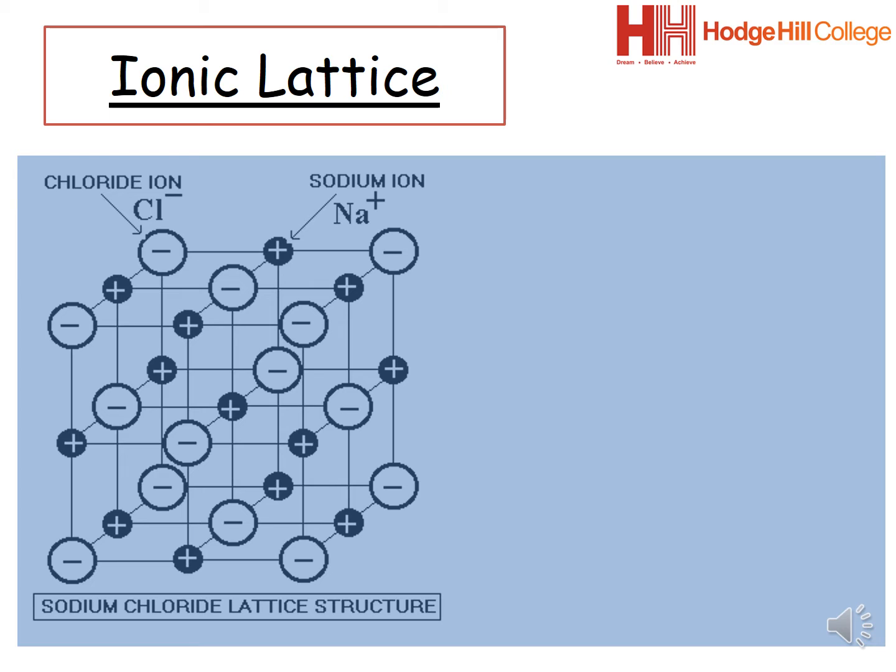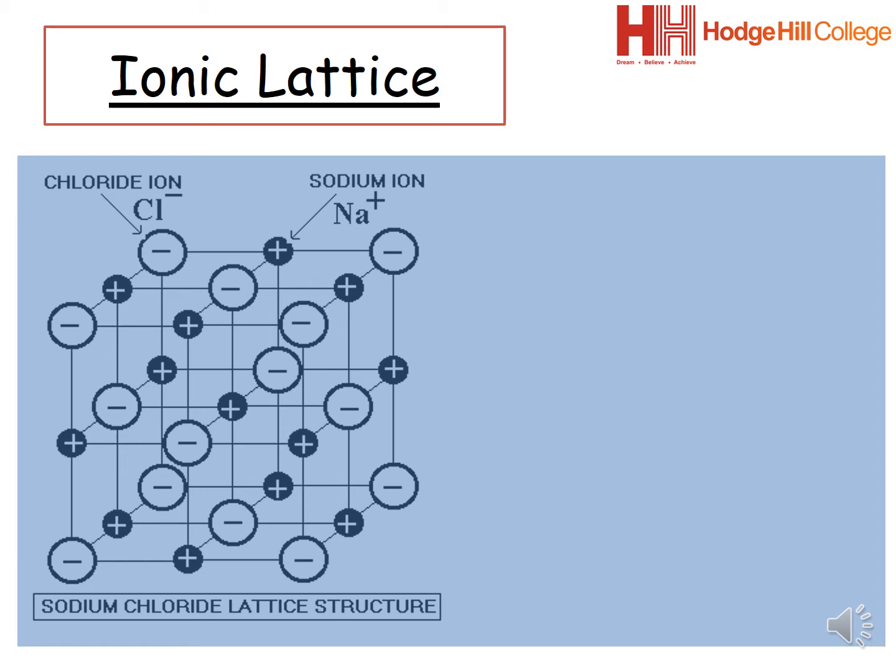An ionic compound is a giant structure of ions. As you can see here, we have two ions. We have sodium ions and chloride ions. These make up sodium chloride. Now, the small black circles with a positive sign in it represent your sodium ions, and the larger circles with a minus sign represent your chloride ions.